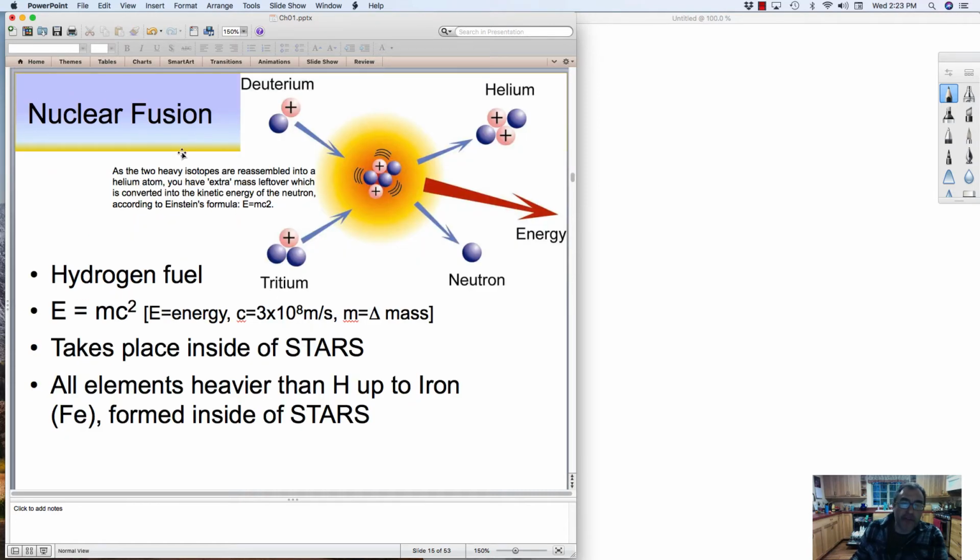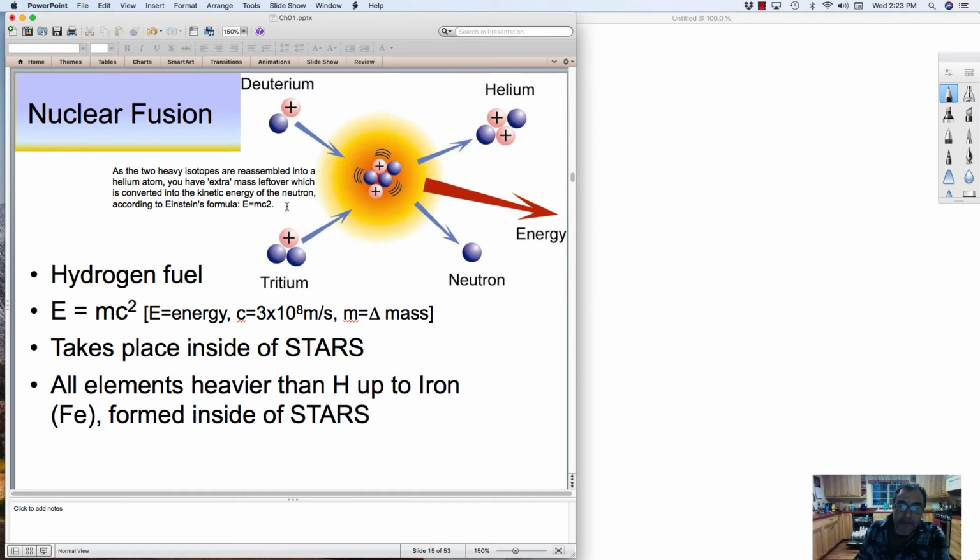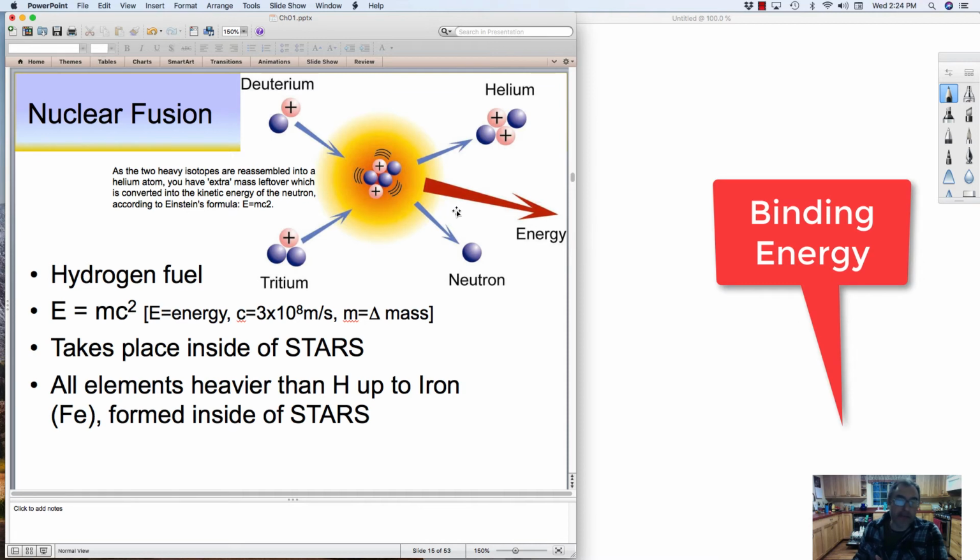So here, nuclear fusion, here we're going to take deuterium, which is a heavy isotope of hydrogen. So remember, there's 1 proton. In this case, it has 1 neutron, so we call that deuterium. Some hydrogen is called tritium, where again, it's still hydrogen because it has 1 proton, but here it has 2 neutrons. So if we take deuterium and tritium, both isotopes or heavy isotopes of hydrogen, and fuse them together, we'll make helium, but we have this extra mass, and that's the energy. So that's the binding energy. So this binding energy takes place inside of stars.